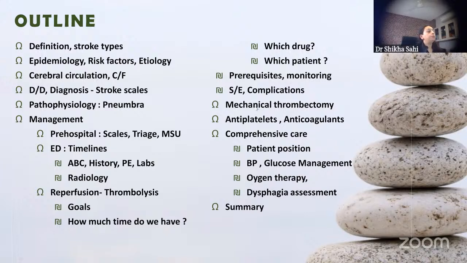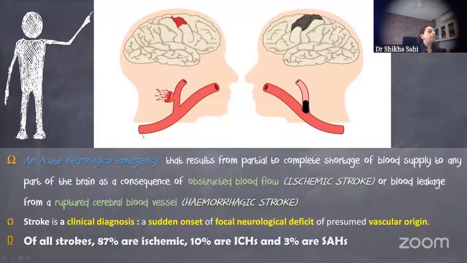Then we will discuss mechanical thrombectomy, the other aspects like antiplatelets, anticoagulants, and statins, and other aspects of the comprehensive care of a stroke patient, and then we can summarize. So I'll start with just the stroke.